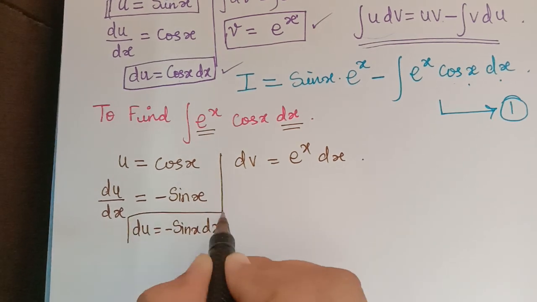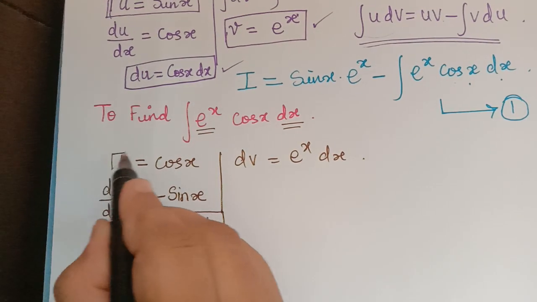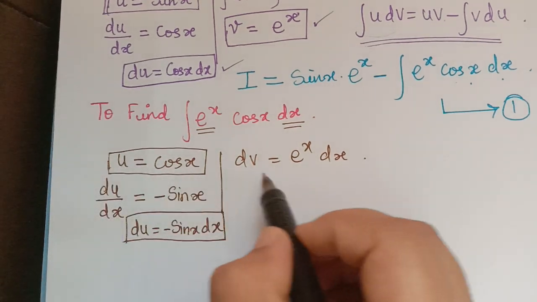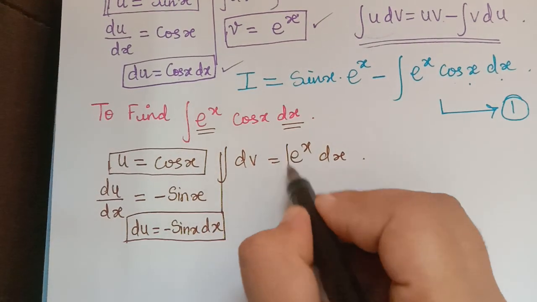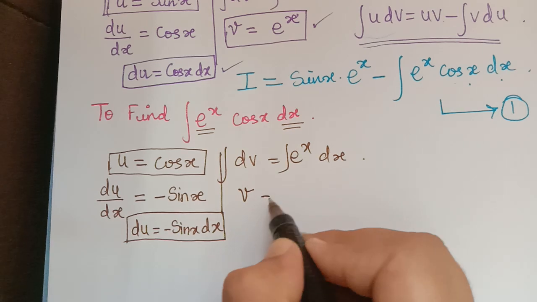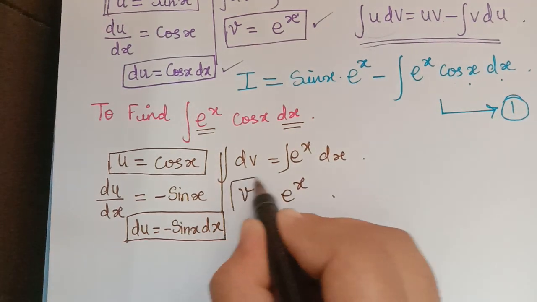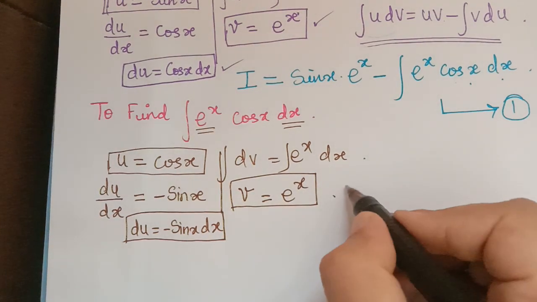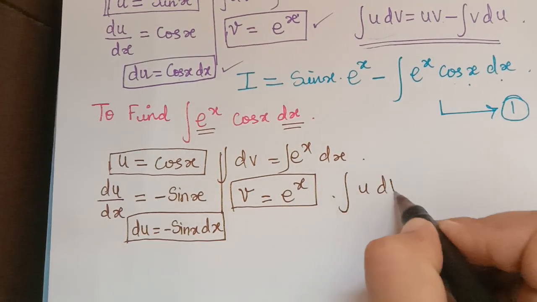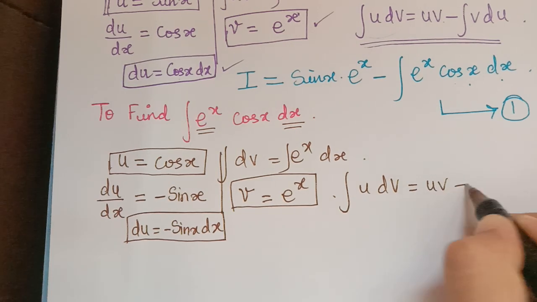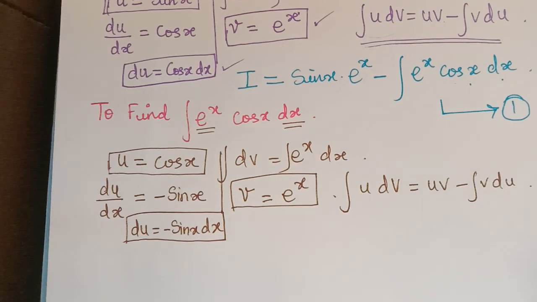So let us mark this. So this is du, u, and from this we have to integrate on both the sides to get v, which is equal to the integral of e power x, is e power x only. So this is v. Now we have to again use the formula, integral u dv is equal to uv minus integral v du. So let us apply that here now.